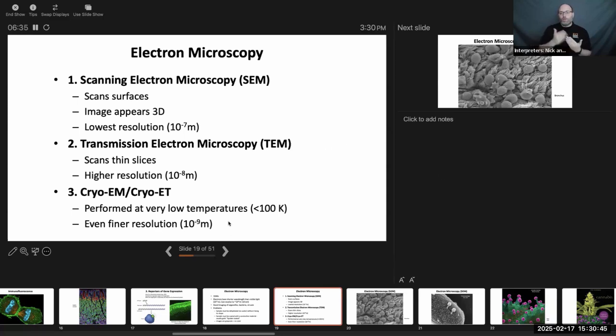So this allows you to get the finest resolution all the way down to about 10 to the minus 9 meters, so down to nanometer scale. So now we're almost down to the scale of individual molecules.